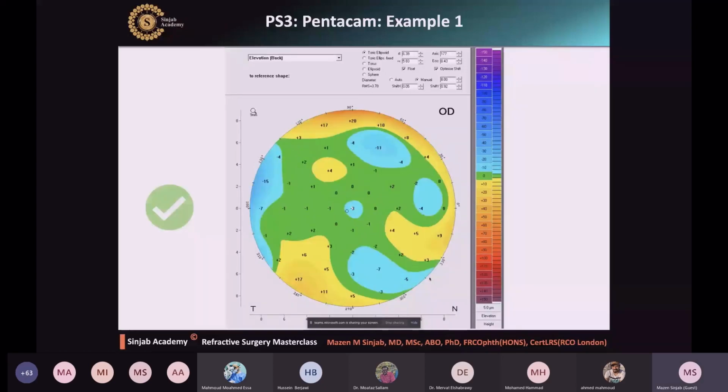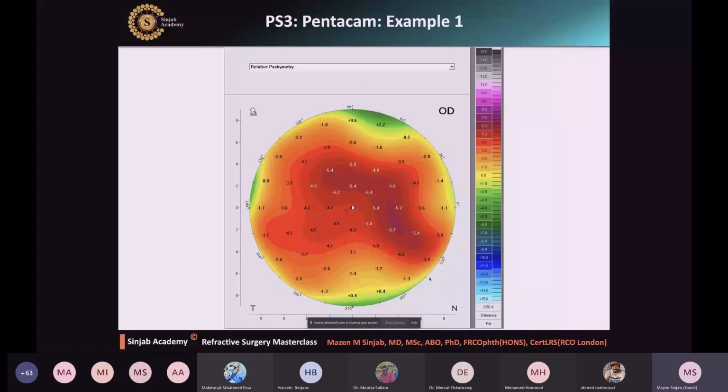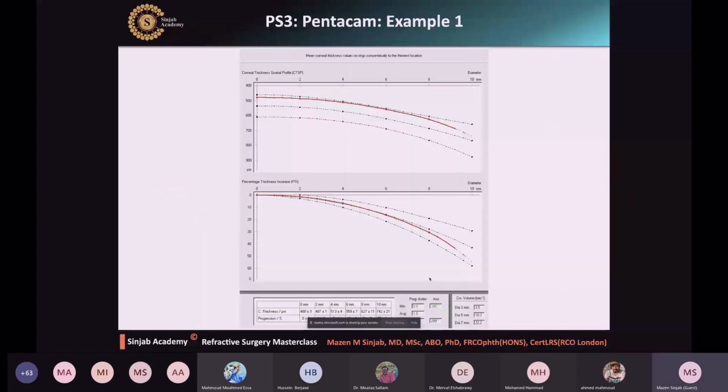The relative pachymetry map is okay because all numbers are higher, in algebraic terms, than -8, according to my PS3, okay? But according to Holladay, some numbers are suspicious. However, if we look at the thickness profile, it's fine. There is no quick slope, and the average is less than 1.2. This is the left eye.